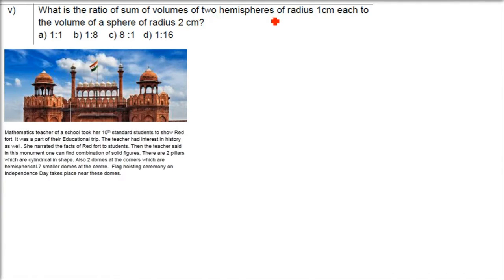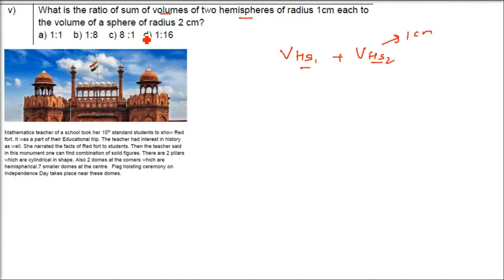So what is the ratio of the sum of volume of two hemispheres of radius 1 centimeter to the volume of a sphere of radius 2 centimeter? So the volume of a hemisphere we need to know. We have just seen. So there is one hemisphere, say HS1, and the other is the second one. So the sum of volume of two hemispheres, this one and this one, of radius 1 centimeter.